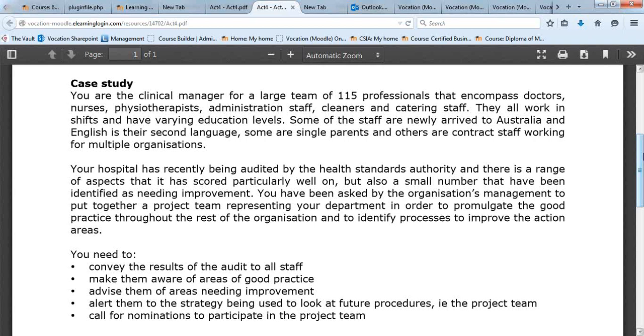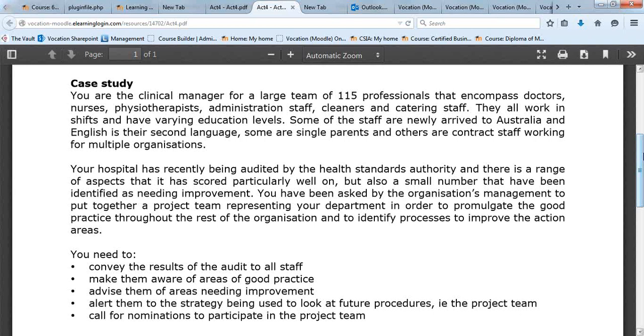You're going to communicate to a range of different people that have a range of different levels of understanding and experience and background, and even some of your staff are newly arrived to Australia, and English is their second language too. So we want to see that you're considering a range of different ways to make sure that you're communicating that message, and that you're promoting the engagement of all of your staff to be involved, because it's important that all staff are involved.